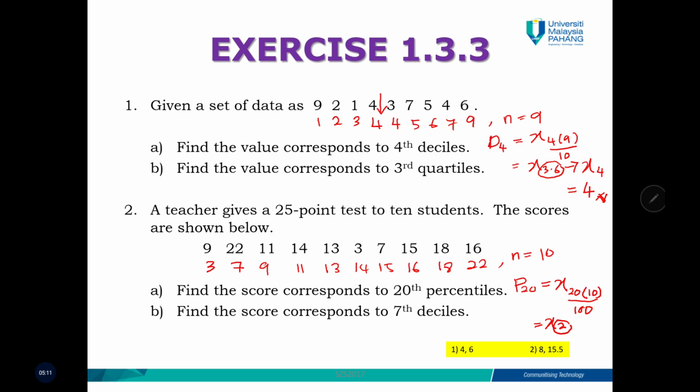So X2 is equal to X2 plus X3 divided by 2. X2 in this increasing order data is 7. So this is equal to 7 plus X3, which is 9, divided by 2. So the answer here is equal to 8. Please try yourself for question B, for each question.